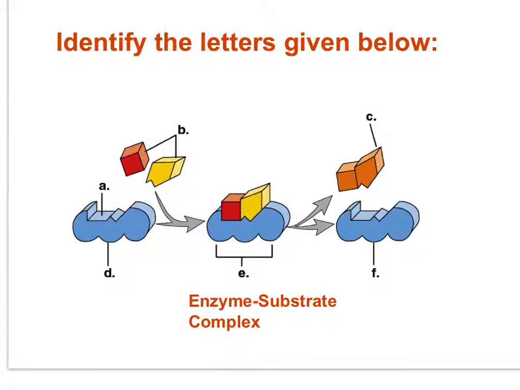Correctly identify the lettered structures in the diagram. A is the active site of the enzyme, letter D. B would be the substrate, substrates plural, about to enter the active site. You can see the enzyme substrate complex at E. The enzyme has positioned the substrates close together, facilitating the formation of a chemical bond. This is how the enzyme lowers the activation energy of the reaction. C is the product of the reaction, and the enzyme F is ready to repeat the process.